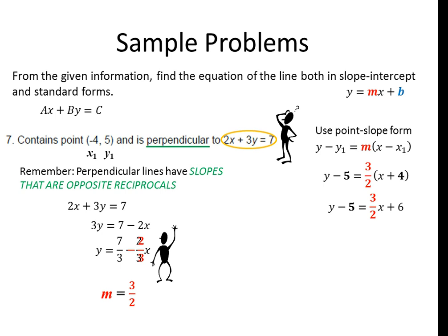Still have to get it into y equals, so what are we going to do? Think I hear it. Plus 5 on both sides. Simplify, and we'll get y equals 3 over 2x plus 11. If you thought that was magic, wait till the next problem.